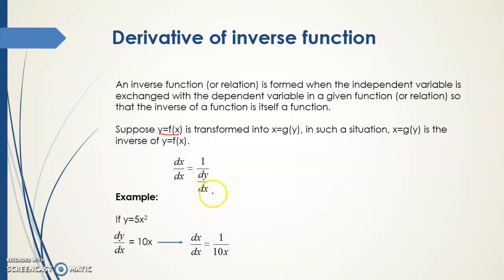You just have to reverse the dy by dx. So this is the formula. In case your equation is y equals 5x square, the derivative of y with respect to x is 10x, and in case you have to find dx by dy, in this case it will be 1 by 10x. So you just have to take the inverse, you just have to divide it. Okay, so it's very simple.